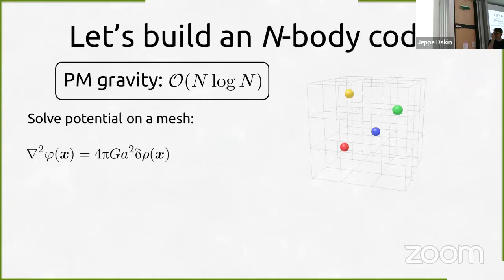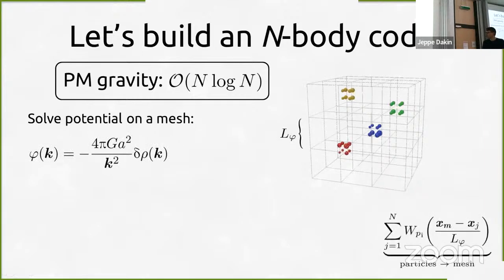Okay, one way of doing this is to, instead of having direct forces between particles, you introduce a mesh where you solve the potential instead. So here's the Poisson equation for the potential, given in terms of the density field. Now you need to solve for phi, which is hard in real space, but in Fourier space it's quite easy.